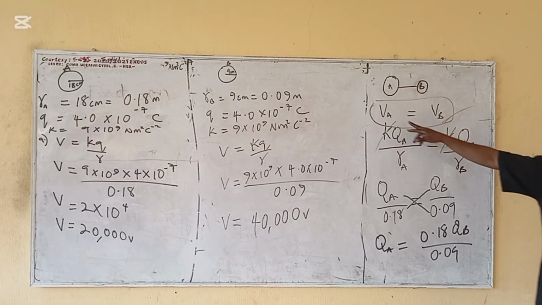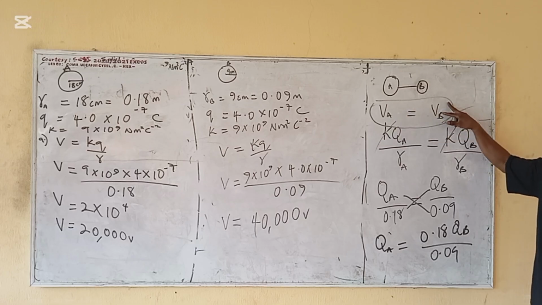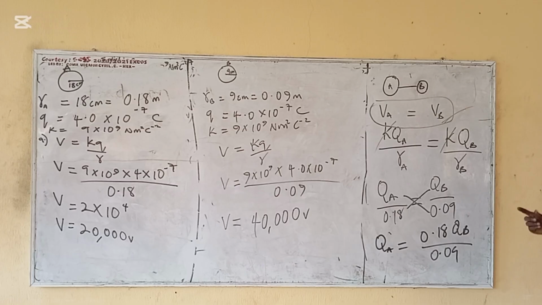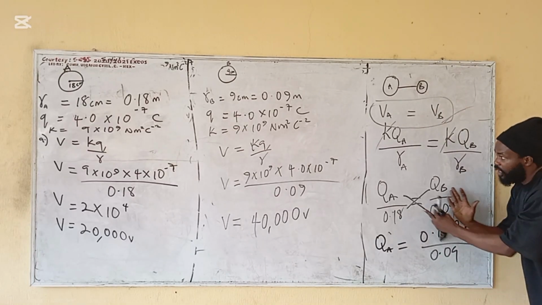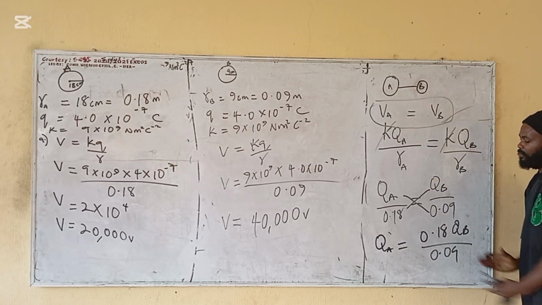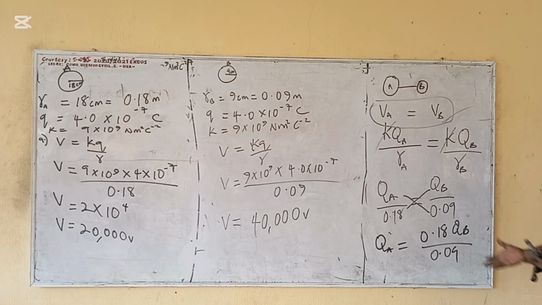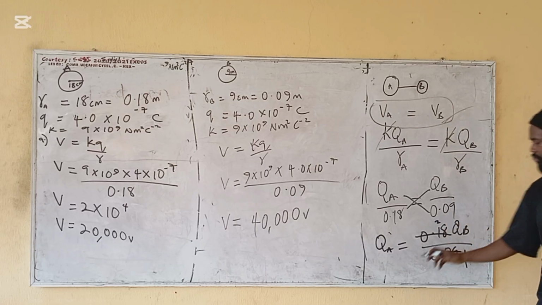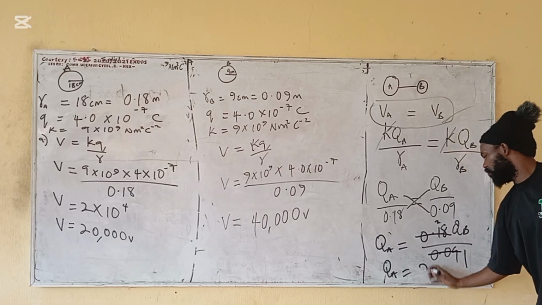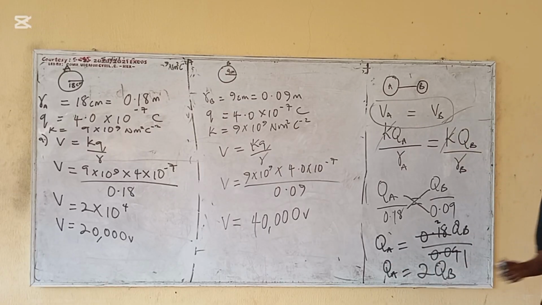So in the objective part, what they will just put is maybe V equals VB, or V greater than VB, V less than. So this is what you are expected to do. But I'm saying that we cannot leave anything we are solving at this point, because these are the formulas. So I just want to get what QA is to this, and what QB is to this. So if this goes here as 1, what do you have? 0.18 divided by 0.09. It is 2. So QA equals 2 QB.